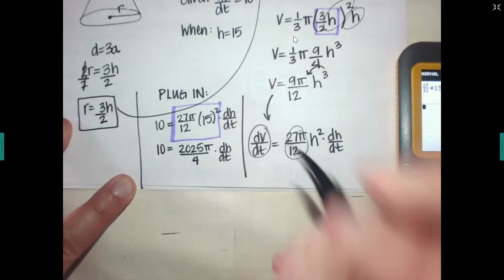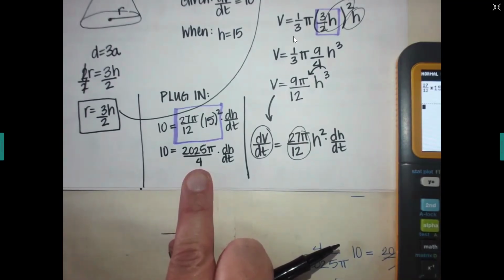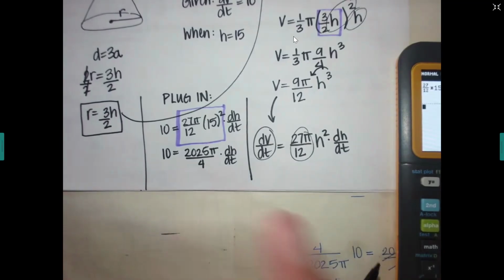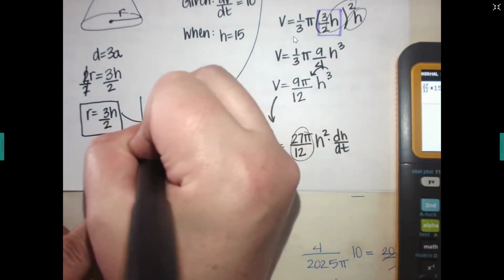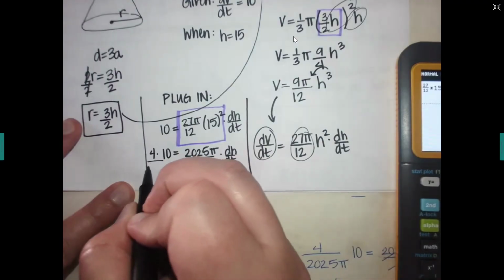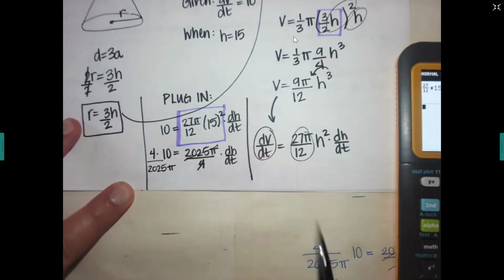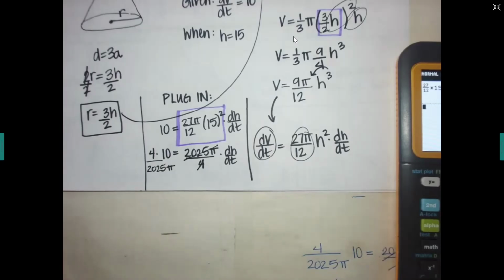If I'm trying to cross this fraction out to solve for dh dt, you're going to multiply the reciprocal on both sides to cross it out. So think about it, I want to get rid of a divide by 4. Well, then I'm going to multiply the 4 across. And then if I want to get rid of a 2025 pi multiplication, I would divide that across. But if you want to just think about it as a reciprocal on the fraction, that also would work. Okay.